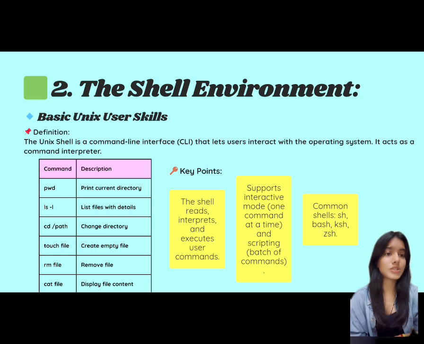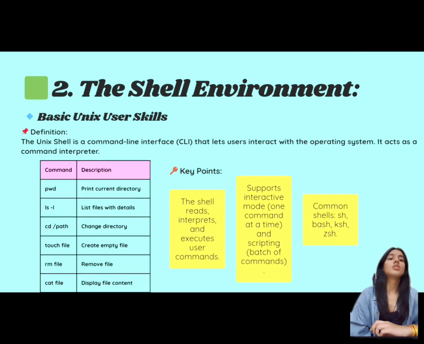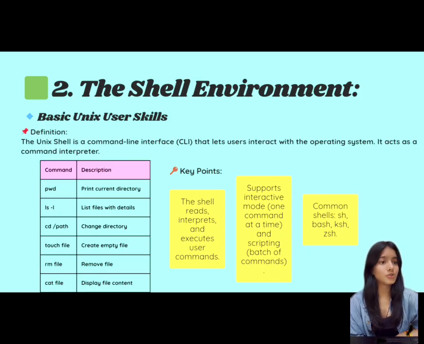Shell environment, basic Unix user skills. The Unix shell is a command line interface, CLI, that lets users interact with the operating system. It acts as a command interpreter. We use some basic commands in it like pwd to print current directory, ls -l to list files with details, cd /path to change directory, touch file to create an empty file, rm file to remove a file, and cat file to display file content.